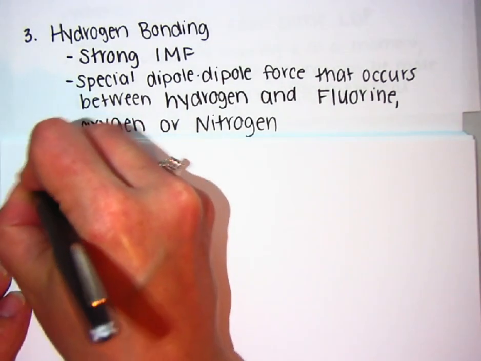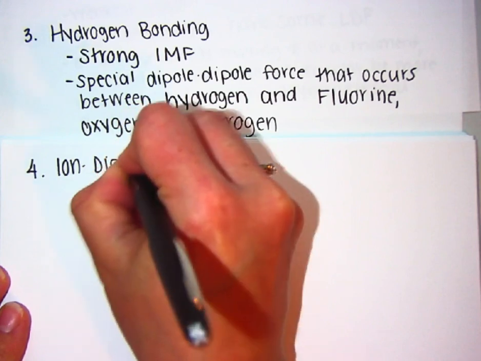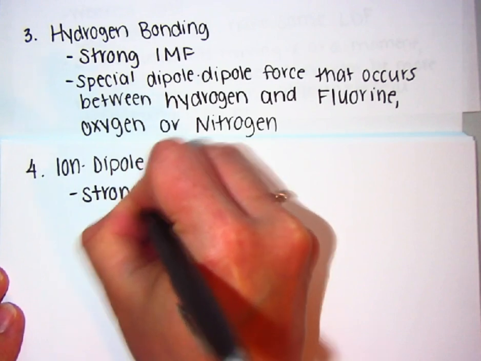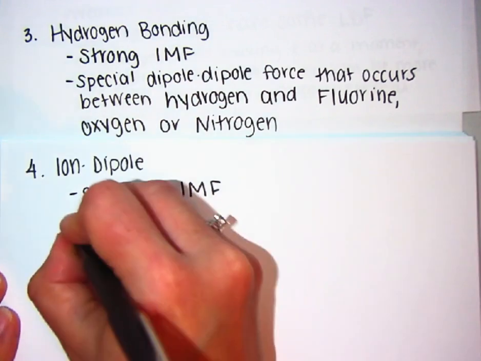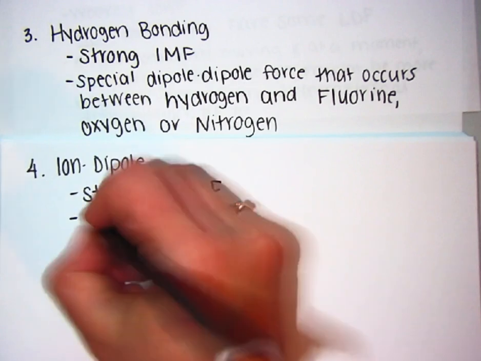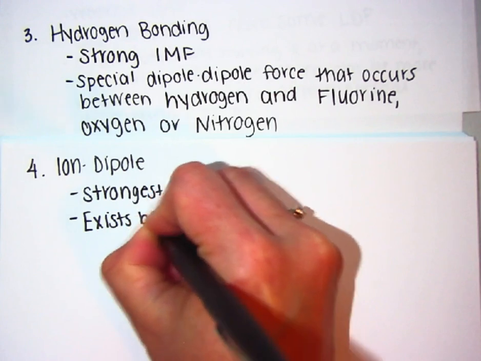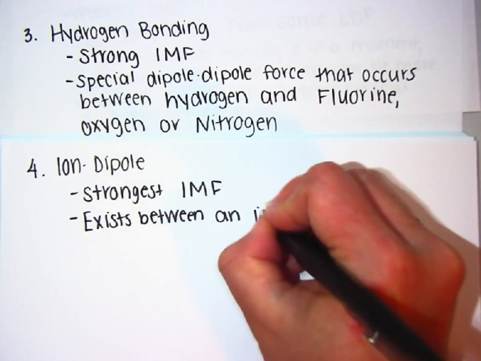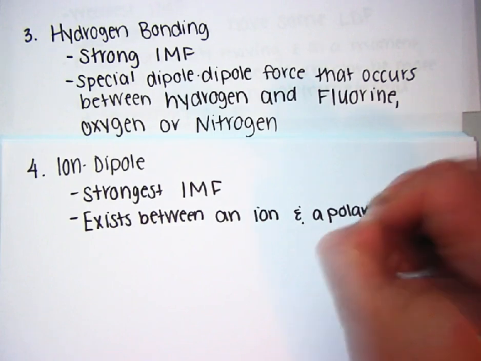Lastly, ion dipole. This is our strongest intermolecular force. And the name tells you exactly what your ion dipole force is going to be. This is the force of attraction that exists between an ion and a polar molecule, something that has a permanent dipole.